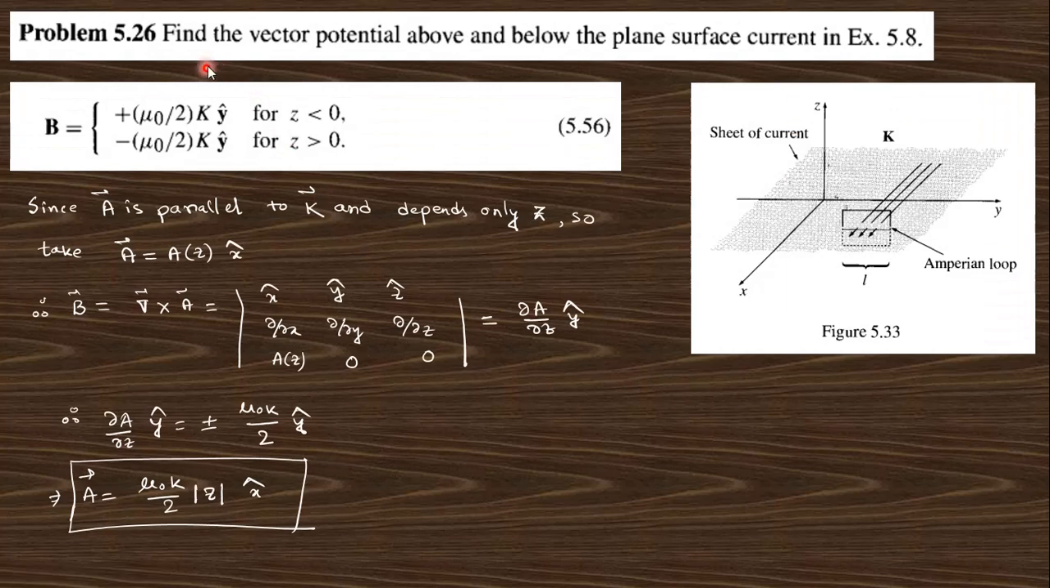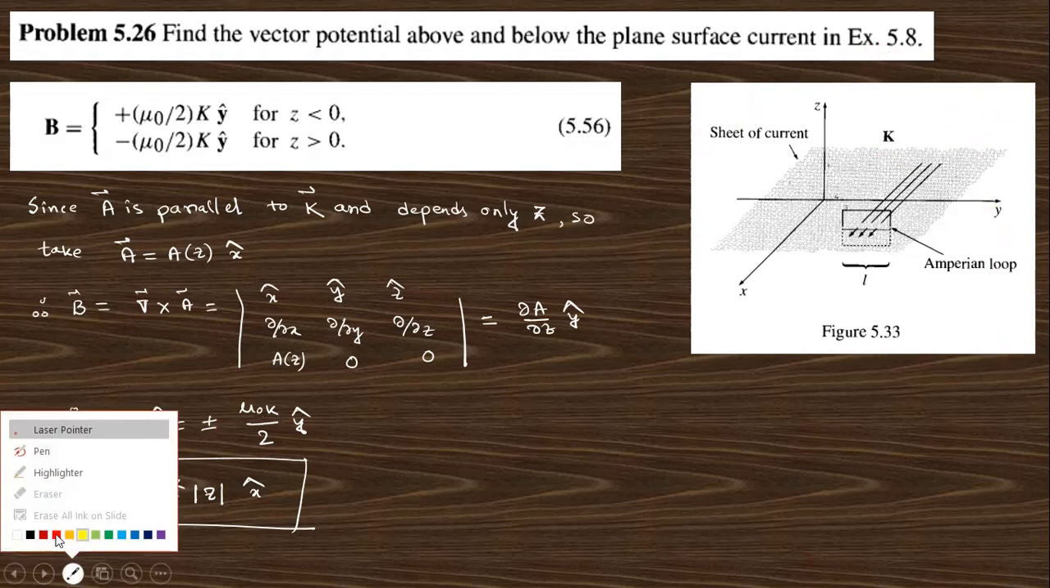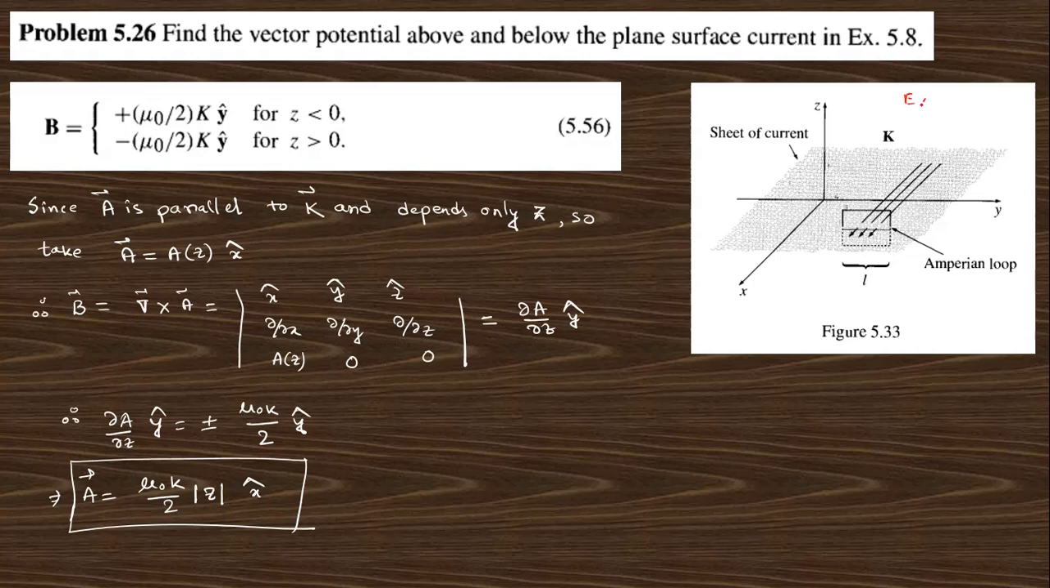Next question says: find the vector potential above and below this surface in Example 5.8. This is the figure of Example 5.8. For this figure, the magnetic field will be like that, which is derived in this book. Since A, the vector potential, is parallel to K and depends only on Z, A can be taken as a function of Z, and K is along the x-hat. That's why this is written in x-hat.